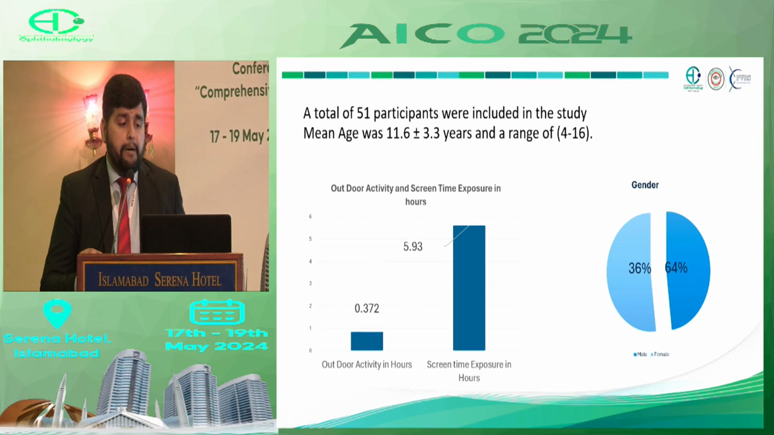If we look at the bar chart, the mean average excessive screen time was around 5.93 hours, while outdoor activities were even less than 40 minutes in a day.